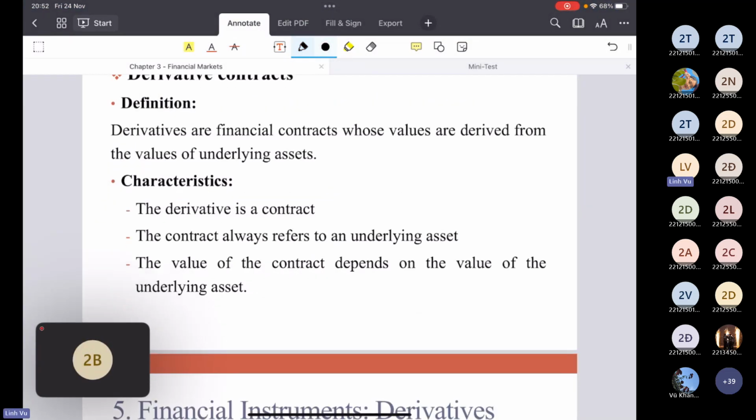Okay, so some characteristics of the derivative here. It is a contract, what we already illustrated in the example. It always refers to an underlying asset. In our example, it is coffee beans. And the value of the contract depends on the value of the underlying asset. So these are the general characteristics of the derivative contract.